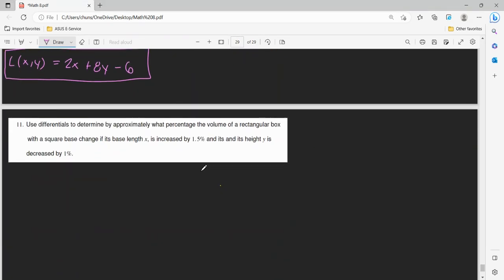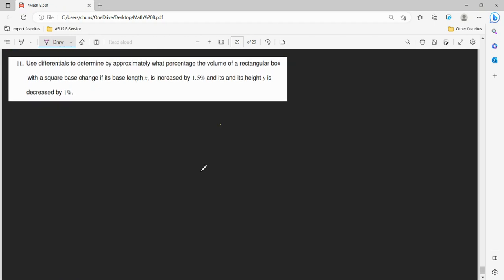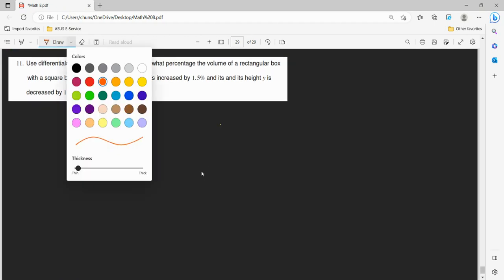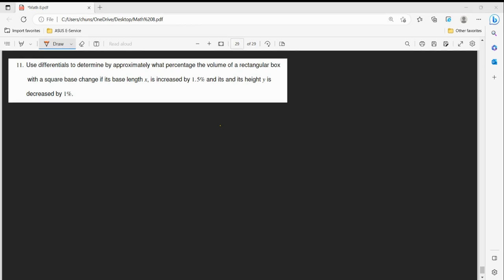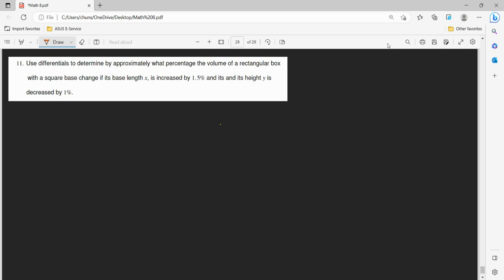Okay. So now this last question here is using differentials. So we are going to start with this question here. All right, so we have a rectangular box with a square base. If I were to draw this here, our square base has side lengths x and x, and its height is y.